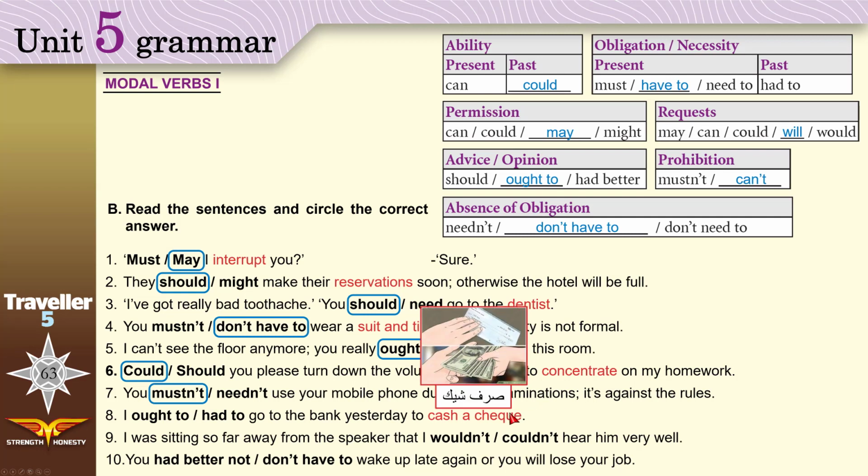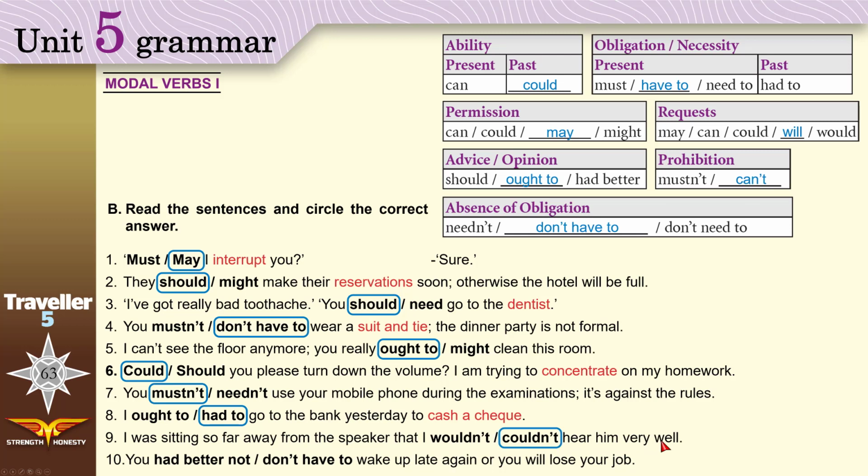I ought to or had to go to the bank yesterday to cash a check. When you cash a check, you give away your check and you take the cash. Well, yesterday, it's in the past, and something I had to do. I had no other choice. Obligation, had to. I was sitting so far away from the speaker that I wouldn't or couldn't hear him very well. I lost the ability to listen or hear that person.